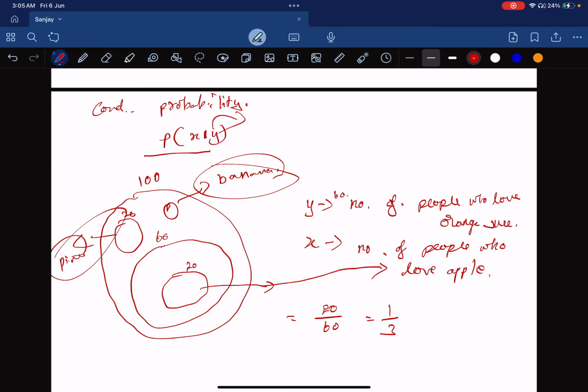In the orange juice world there are 60 people. In that, there are 20 people who love apple juice. Here the probability is 1 by 3. And the conditional probability formula looks like this, let me erase this.